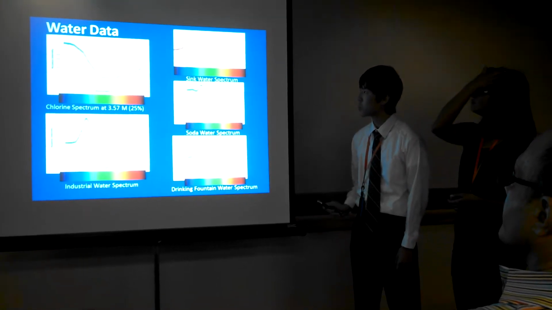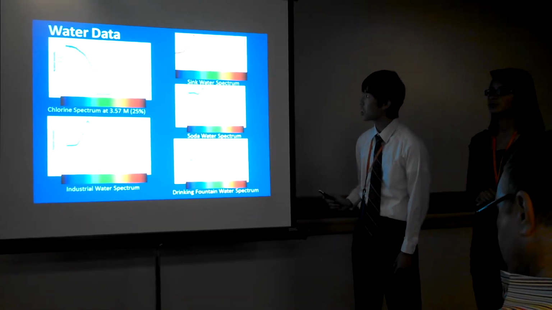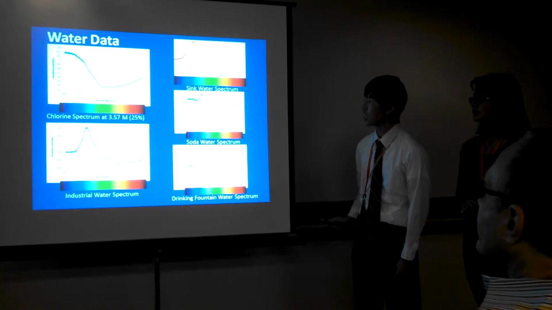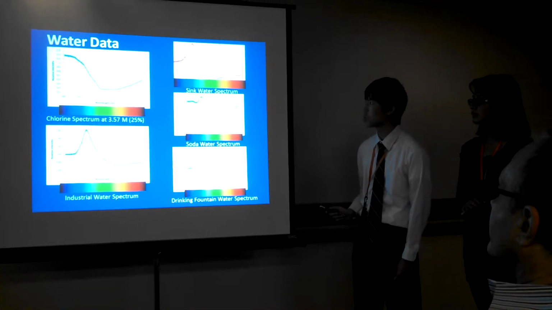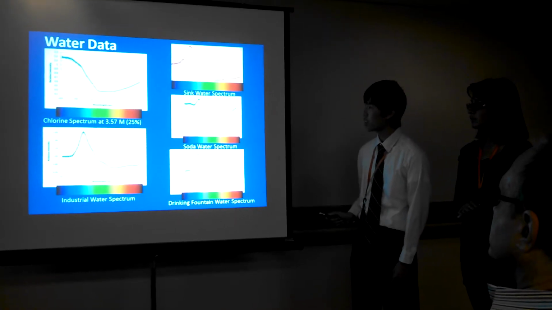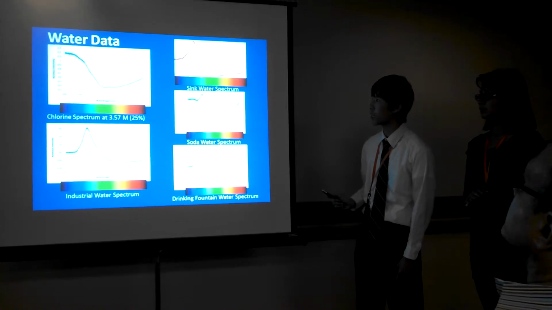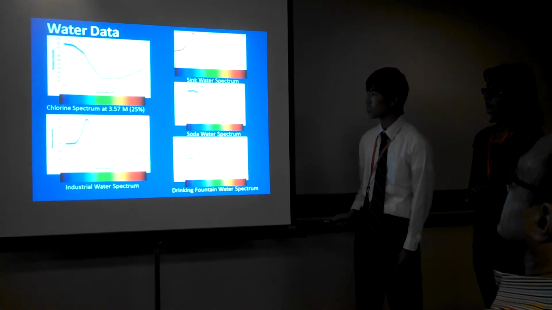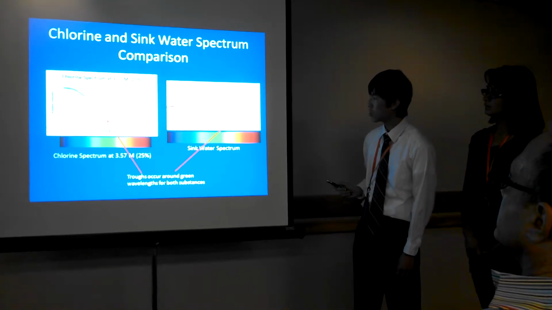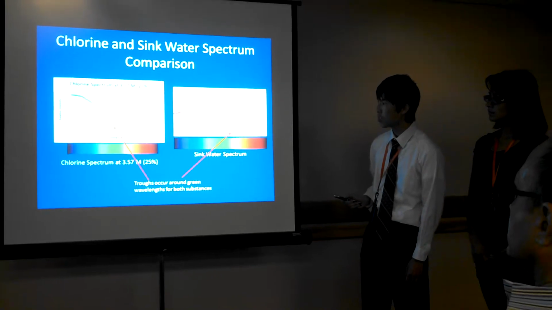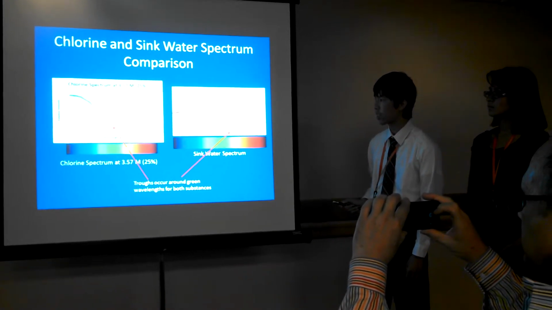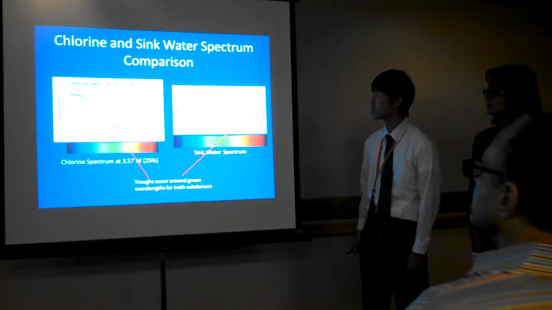In another experiment, we analyzed the chlorine contents in different water. First we took the spectrum of chlorine, and then we compared it to different types of water. We had industrial water, sink water, soda water, and drinking fountain water. If these types of water had chlorine, their spectrum would match up to this spectrum right here. We found that for sink water, the trough right here is about at green light, which is similar to the chlorine spectrum at green light. So we concluded that sink water has the most chlorine.